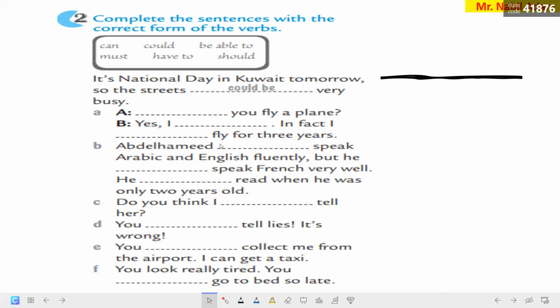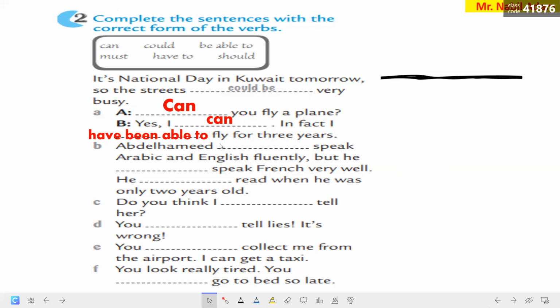Can you fly a plane? This is a question. Yes, I can. In fact, I have been able to fly for 3 years. Why am I using have been able to here? Because we have 3 years, a period of time. We should use the present perfect, have or has plus been able to, talking about ability in the present perfect.